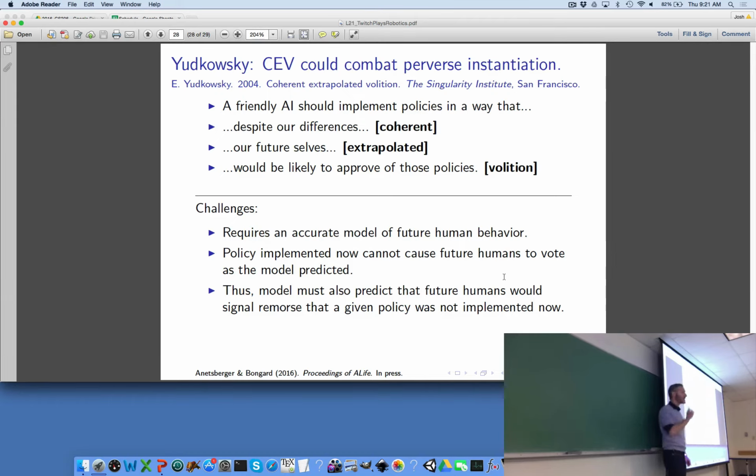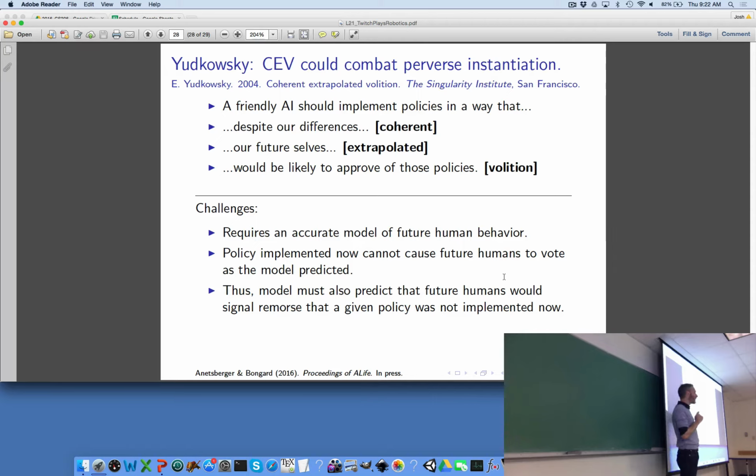The superintelligent AI could probably think up some policy that implemented now will cause future selves to look back and thank the machine for doing so. But again, that's kind of cheating, right? You don't want to have the machine influencing our future selves to solve CEV because now you're back to perverse instantiation.